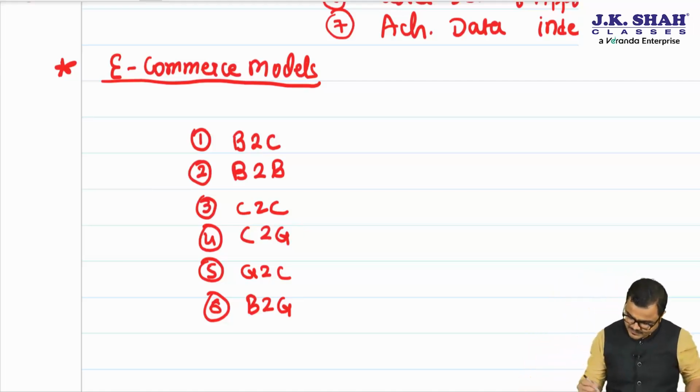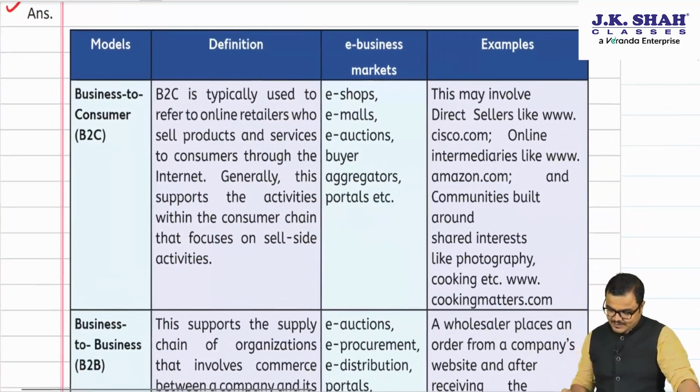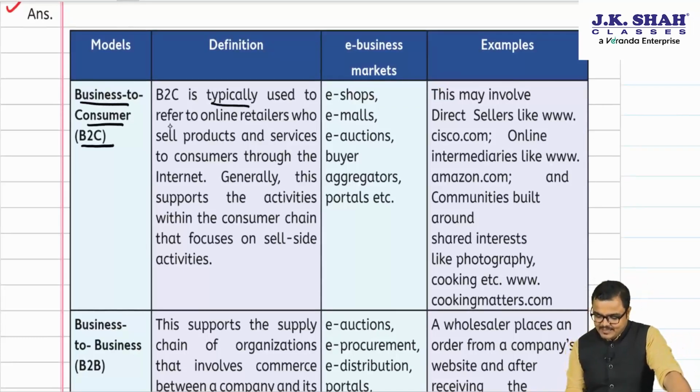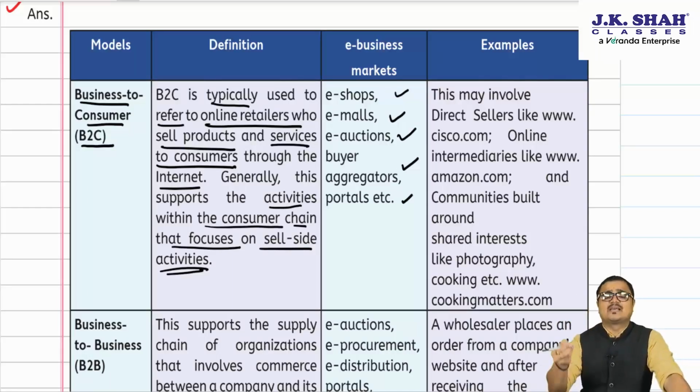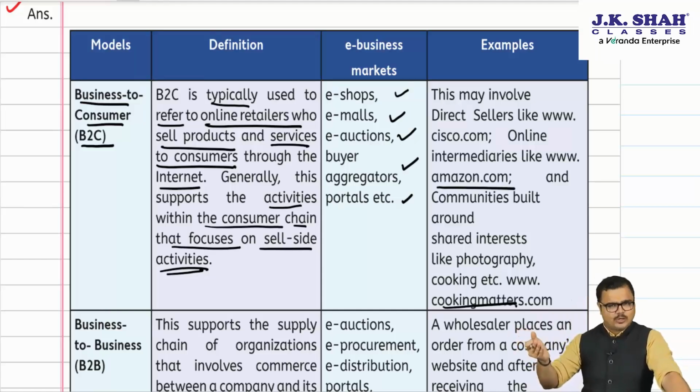Sure, sir. Okay. Now, in our JKSC, you can see question number 6. Yes, sir. First one is business to consumer, B2C. B2C is typically used to refer to online retailers who sell their products and services to consumers through the internet. Generally, this supports the activities within the consumer chain that focuses on the sales side's activity. What are the e-markets we have? Sir, e-shops, e-mall, e-auction, buyer aggregator, portals. What is a portal? Sir, website. Yes. Example, sir, Amazon.com or Cooking Matters. You can write other examples also, not a problem.